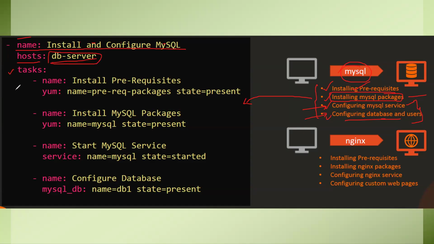And the task. What is the first task? It is to install the prerequisite. So I'm going to use yum module and the name of the package which I want to install along with the state parameter. So yum module will identify this package and depending upon the state, it just installs it. And the next task is to install MySQL package. Here also we're going to use yum module and the name of the package MySQL, state is present.